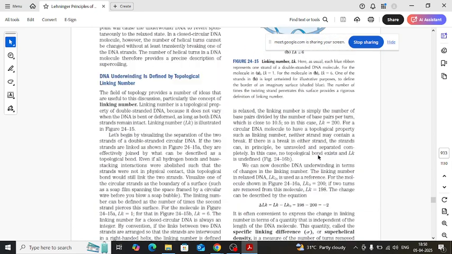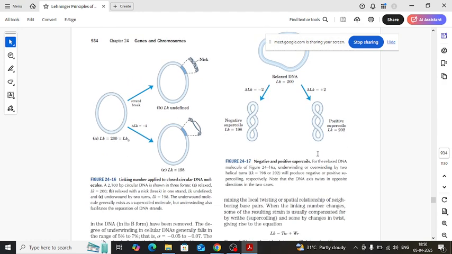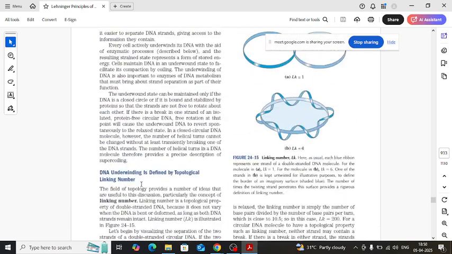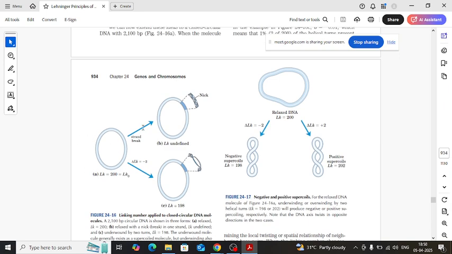For example, if you see this figure, the linking number is applied to a closed circular DNA molecule. You can see a 200 base pair circular DNA here. When it is in the relaxed form, it has a linking number of 200. That means the first strand crosses the second strand 200 times.